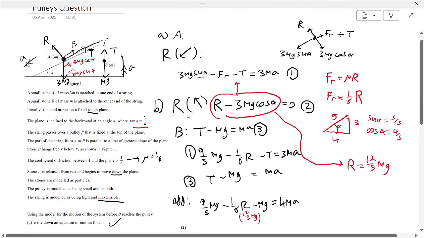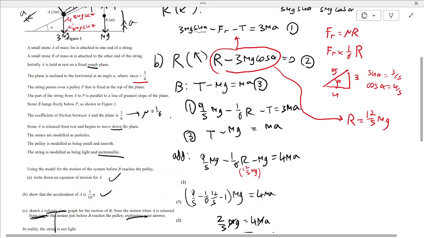Like I said, it's always just the same. You resolve your forces: 2 directions for the particle on the slope, 1 direction for the particle off the slope. You add them together to eliminate tension. You can sub in for your reaction force to find the friction, and just go from there.